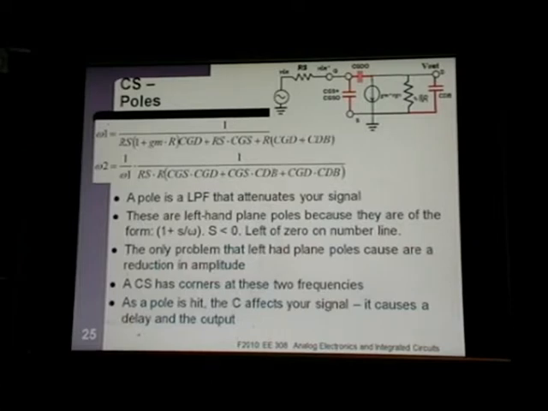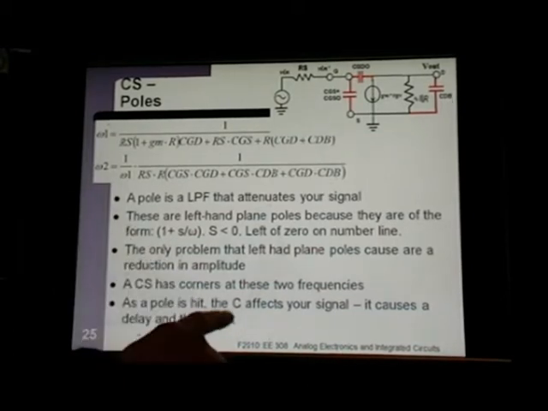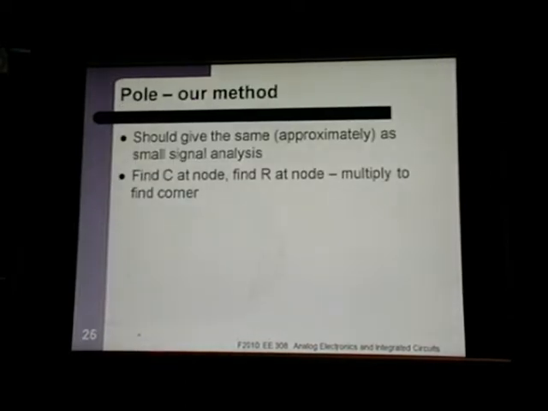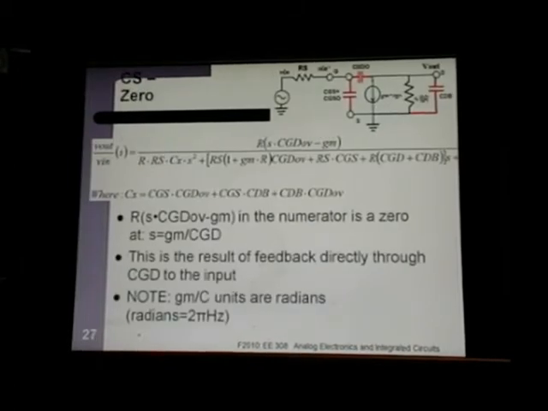and though we haven't talked about it much, as a pole is hit, there's a delay through your circuit and you get a phase change. So your output is not necessarily in sync with your input. And I'm sure you've seen that in your lab. Okay, our method, okay. Then on to zeros.